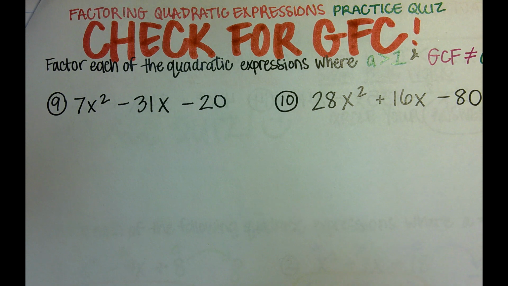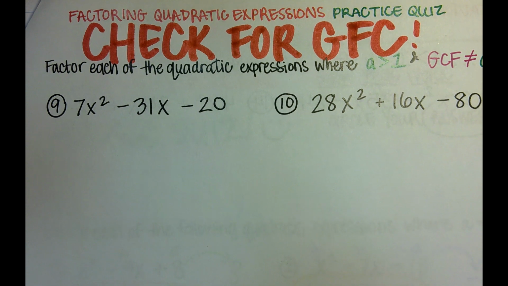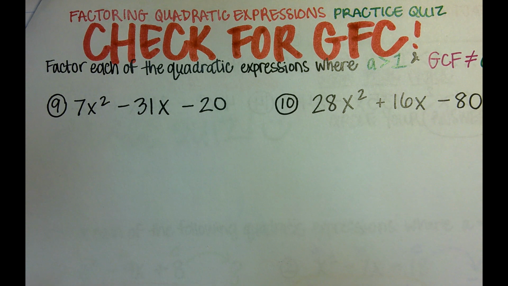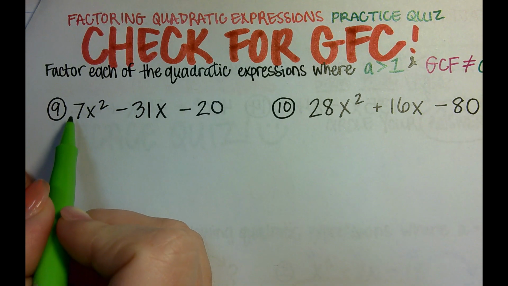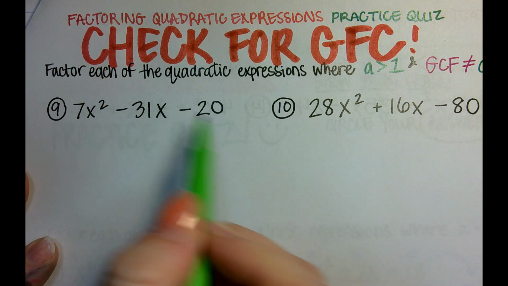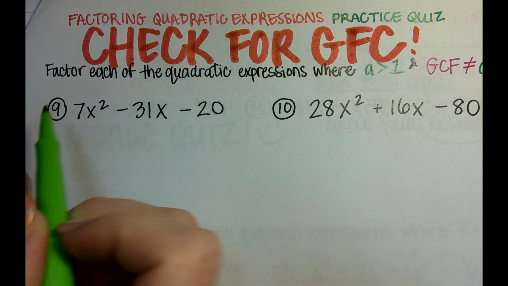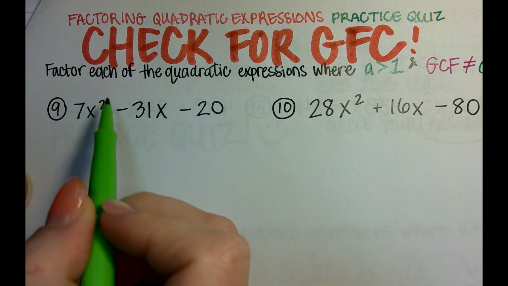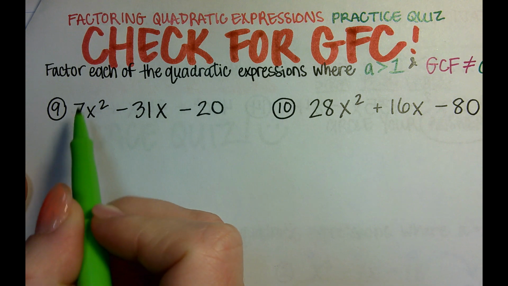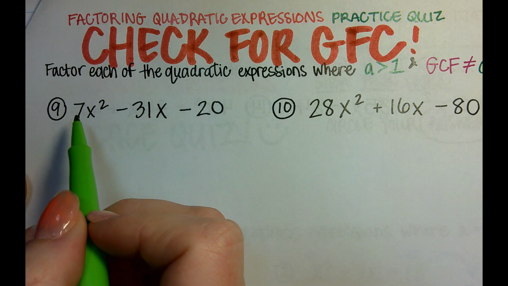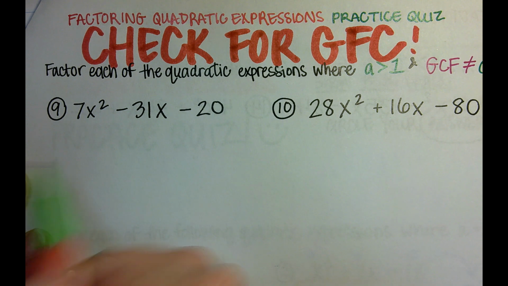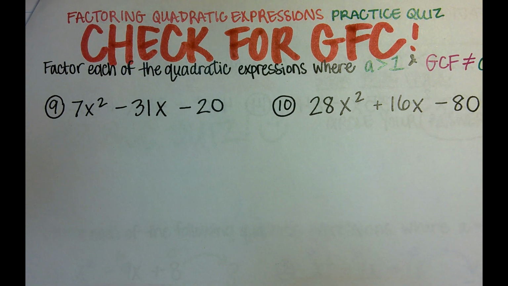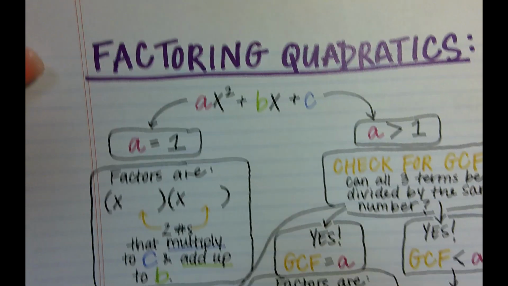So, looking at number 9, is there any greatest common factor here? No. I can't divide all of these by 7, and 7 is not divisible by any smaller number. So, this is where we can refer back to that little flow chart.